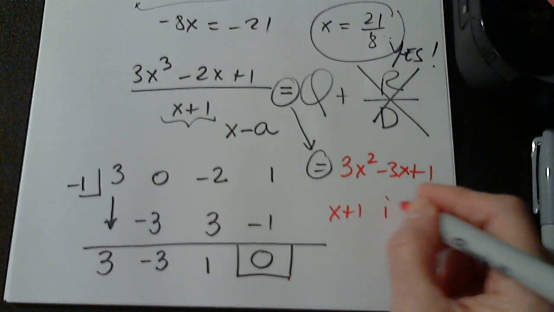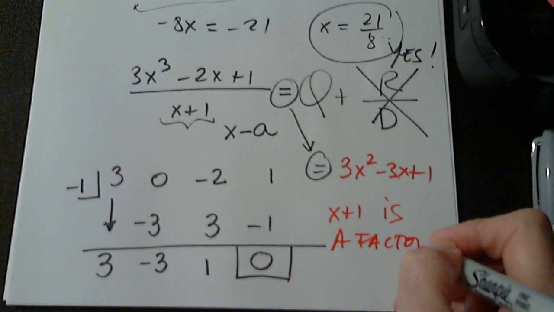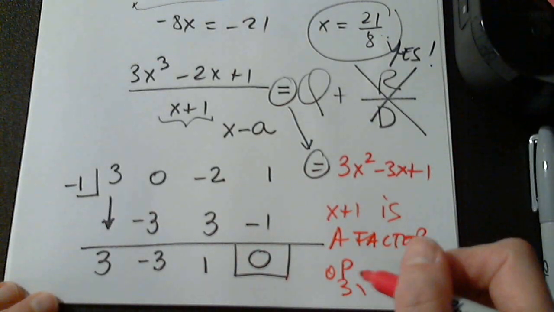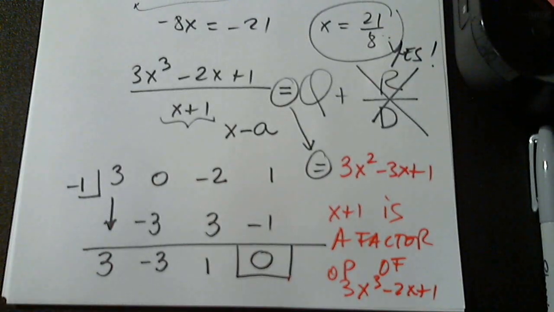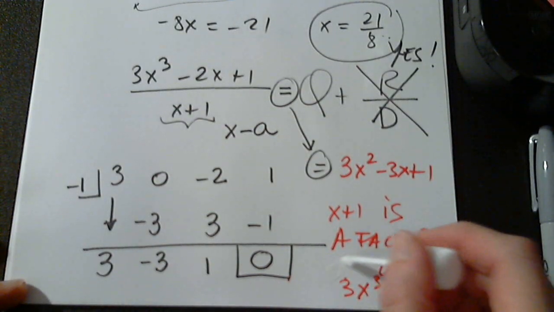It is a factor. Very good. Thank you, Blake. x plus 1 is indeed a factor of, sorry, 3x cubed minus 2x plus 1. That's why I have my whiteout. What will I do without it? Excellent. Well done.